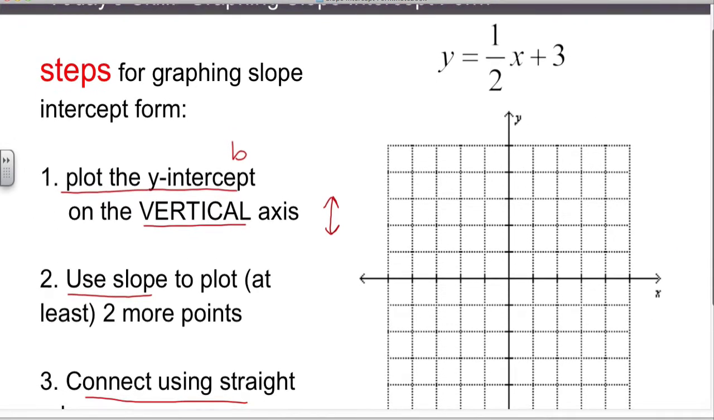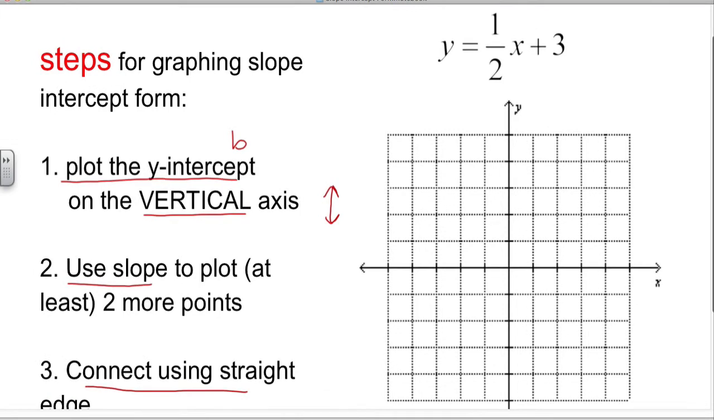Okay, so let's look at this example and follow the steps. The first thing we're going to do is plot the y-intercept, the b term. So if we think about this in y = mx + b, you can see that the b is 3 and the slope m is 1/2. So 3 is where it crosses the vertical axis, the y-axis. So we go up 1, 2, 3, and we plot that point.